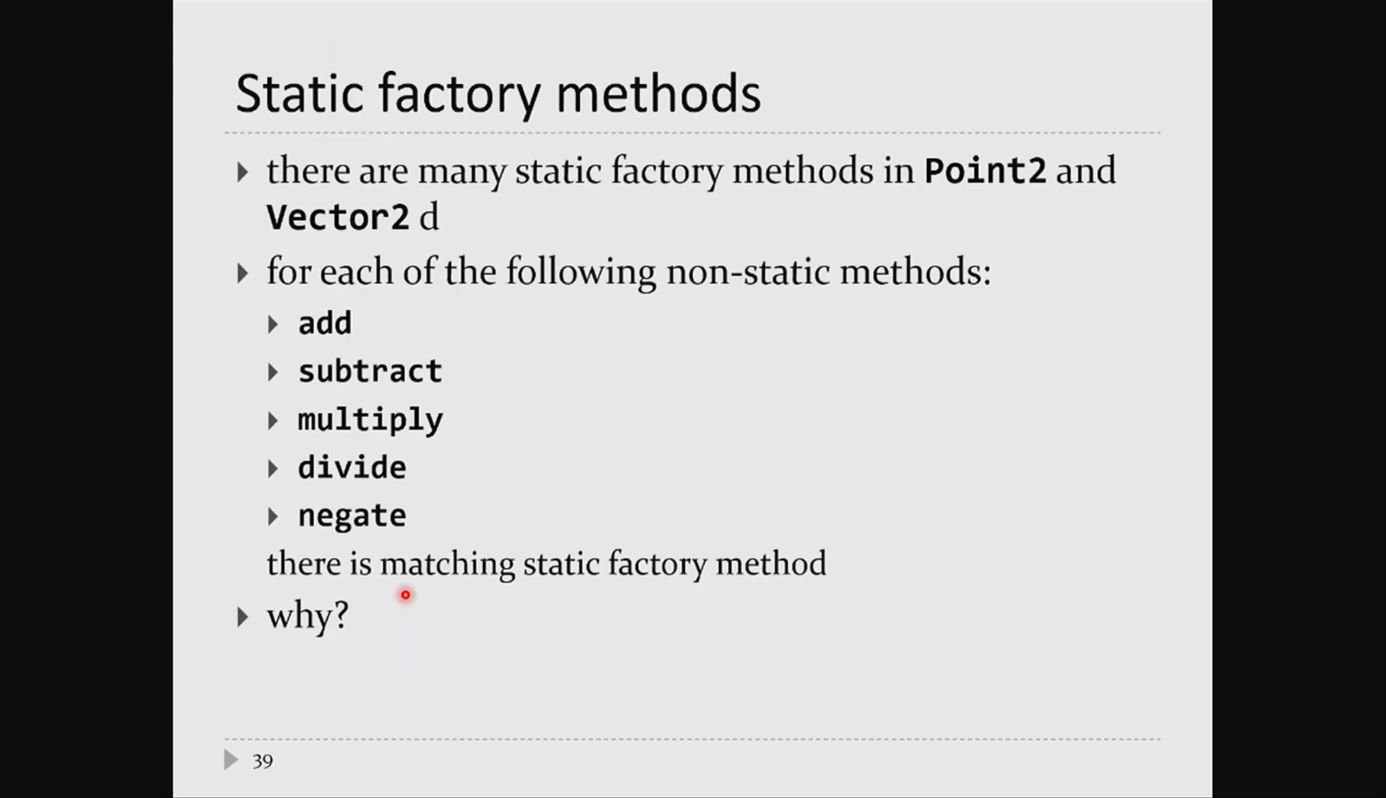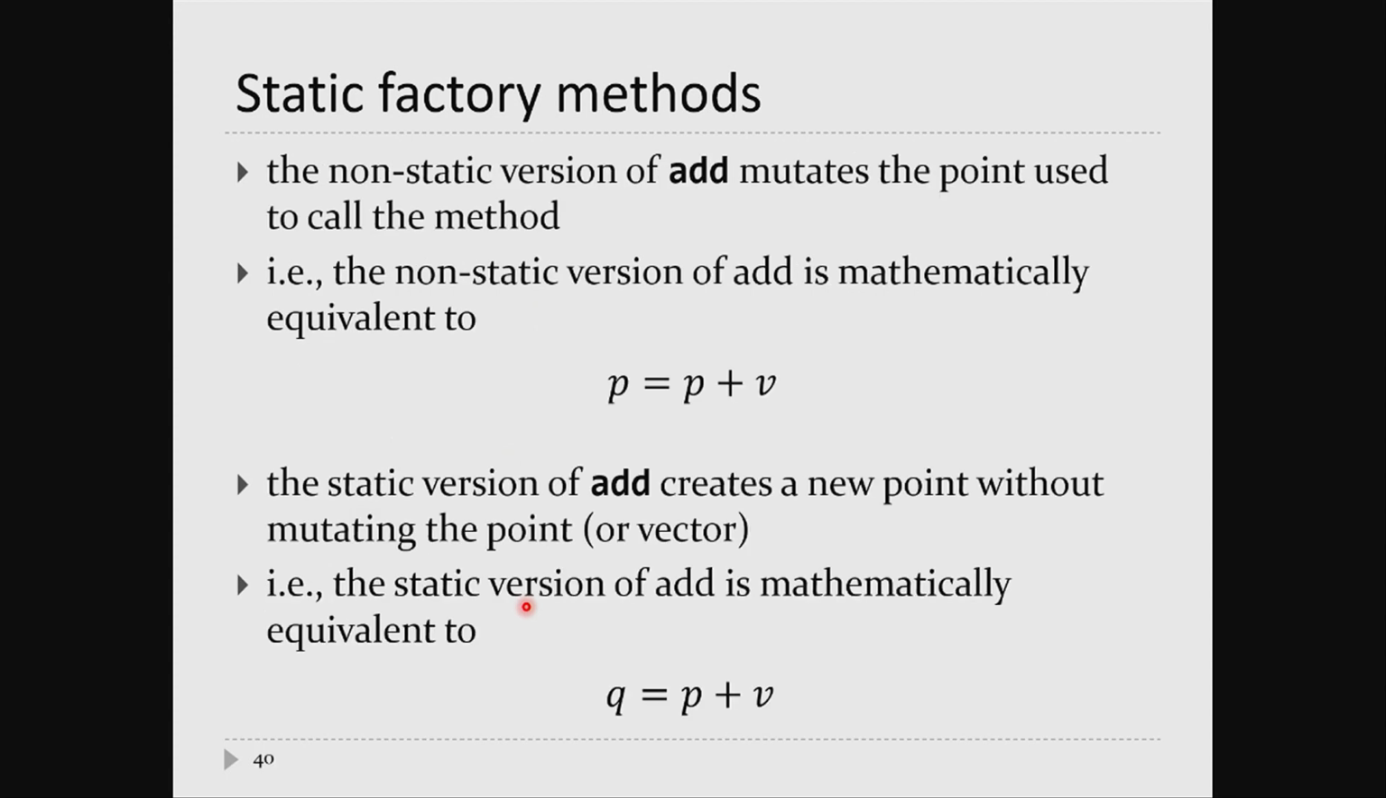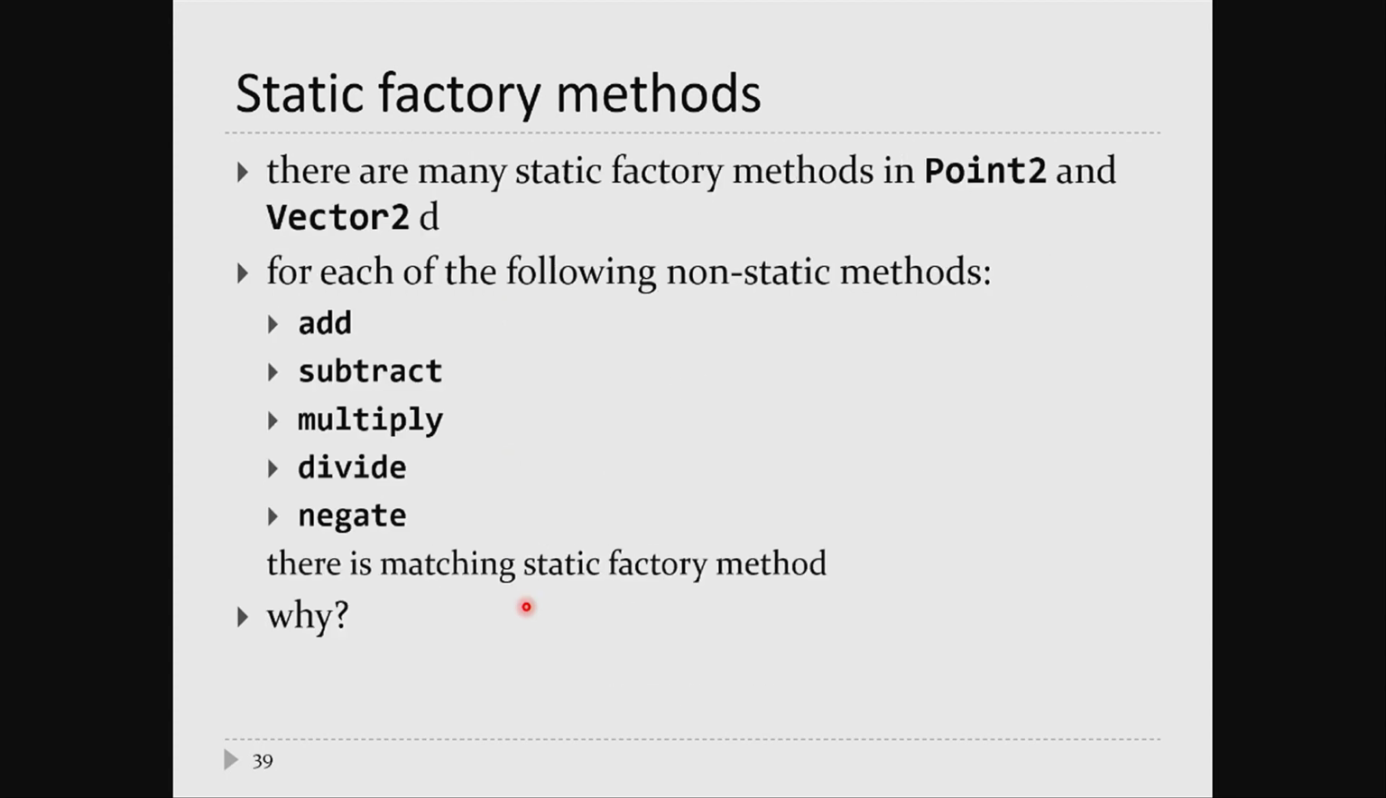Now, if you look inside the implementation of Point2 and Vector2, you'll see that there are many static factory methods in the class. For each of the following non-static methods, add, subtract, multiply, divide, and negate, there's a matching static factory method.